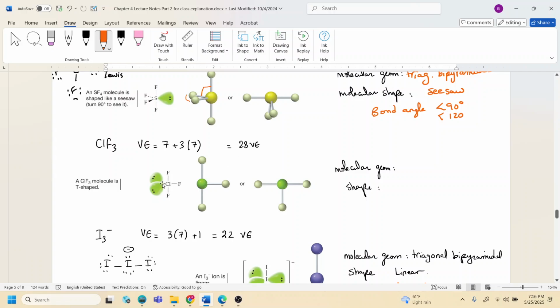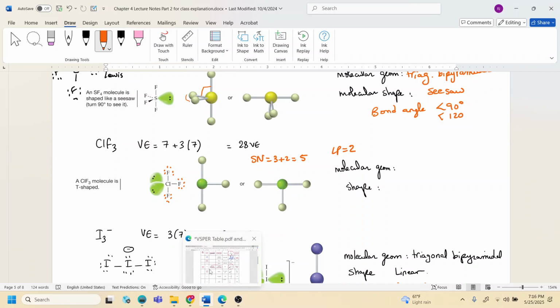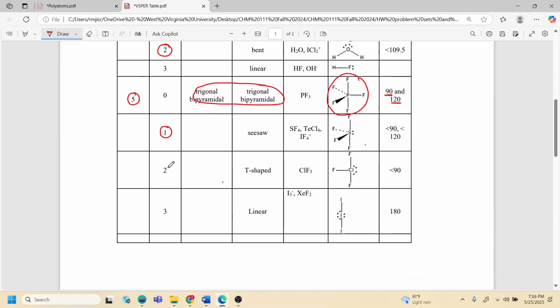If you distribute the valence electrons, you'll see that you're going to have 2 lone pairs on the chlorine in there. I am not showing the lone pairs here, so please go ahead and show the lone pairs on the fluorine as well. Okay, so we are looking at a steric number of 3 plus 2, so it's going to be 5, and the lone pair equal to 2. This is what we're looking for. So 5, 2. So you go 5, you go 2, and this is going to be a T-shaped.